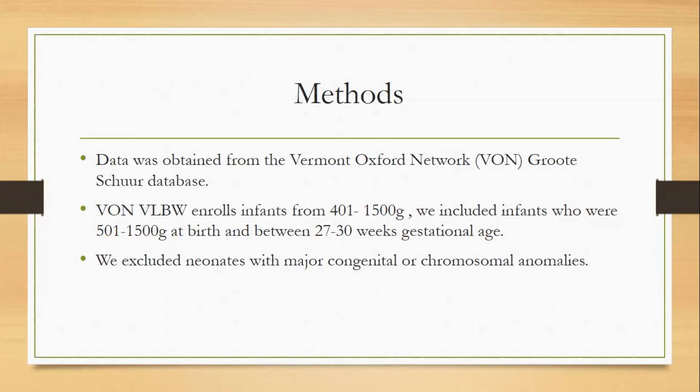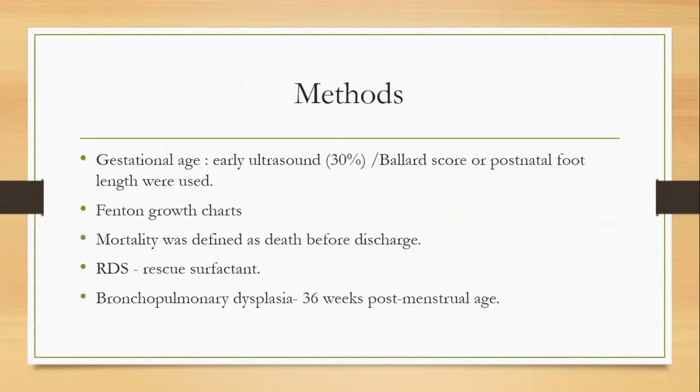So we excluded neonates with major congenital or chromosomal anomalies, and we also excluded twins because we know that the twins come out SGA because of being constitutionally small, not necessarily because of fetal growth restriction.